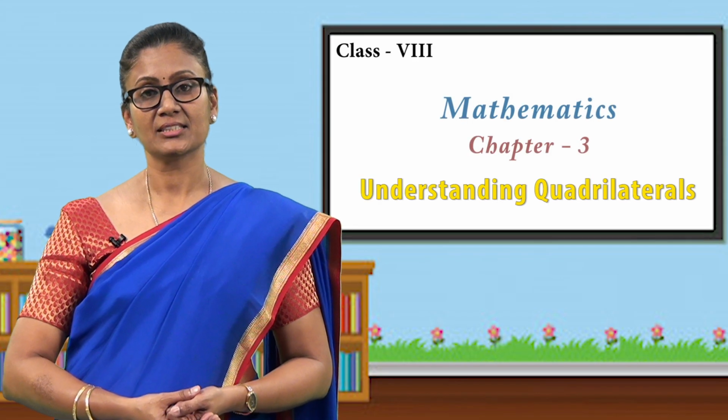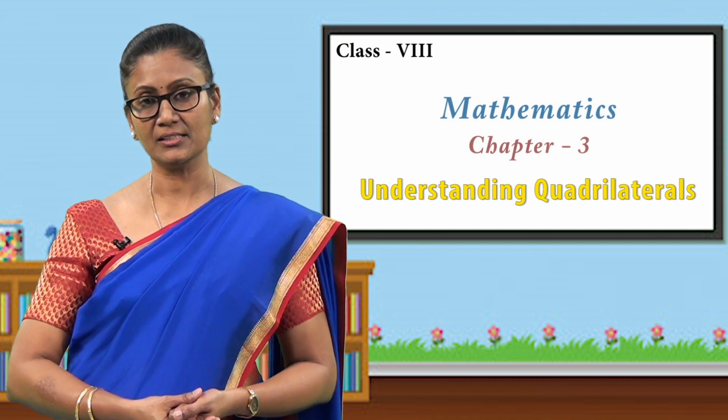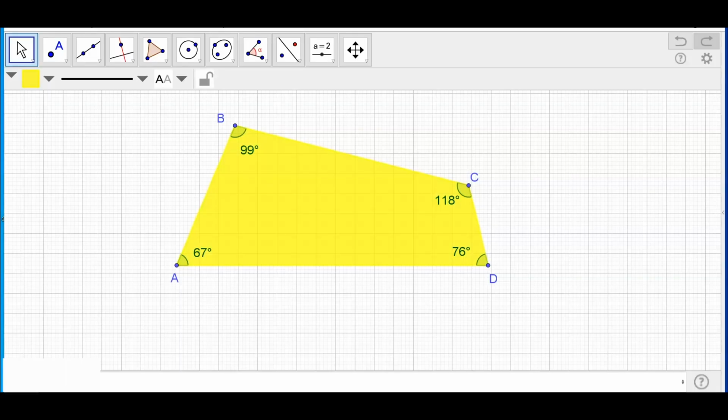Now, let us try an activity to find the sum of the interior angles of a quadrilateral. Let us take this quadrilateral ABCD and try to find the sum of its interior angles. We already have the angles A, B, C and D marked for us. Now we will find the sum of these interior angles and tell what it is equal to.